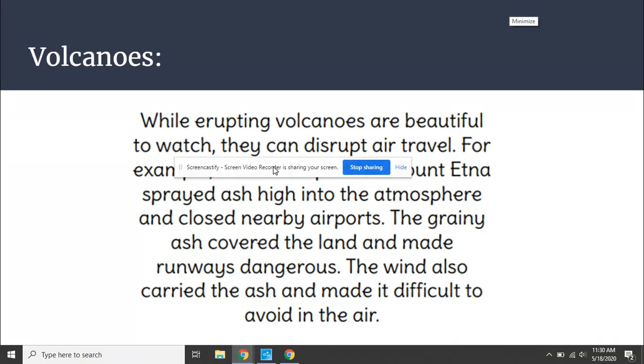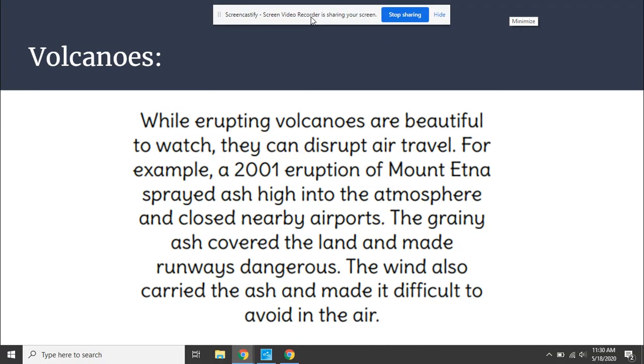So here's the passage that we're going to be looking at today. It is called Volcanoes. While erupting volcanoes are beautiful to watch, they can disrupt air travel. For example, a 2001 eruption of Mount Etna sprayed ash high into the atmosphere and closed nearby airports. The grainy ash covered the land and made runways dangerous. The wind also carried the ash and made it difficult to avoid in the air.